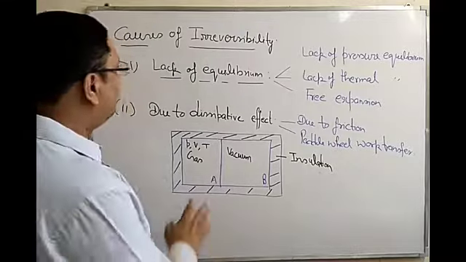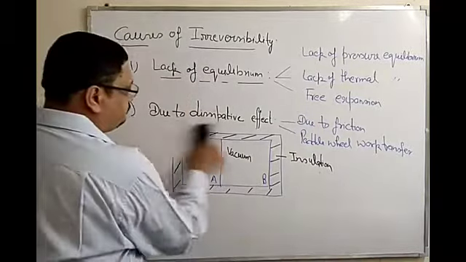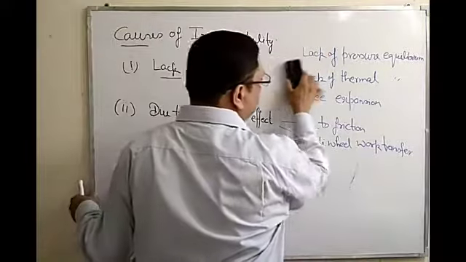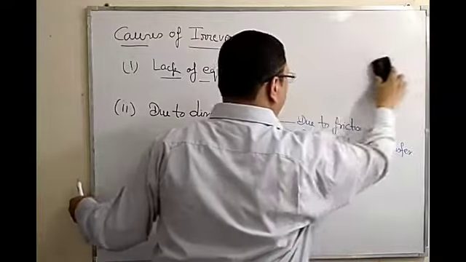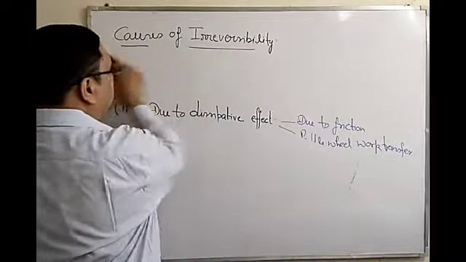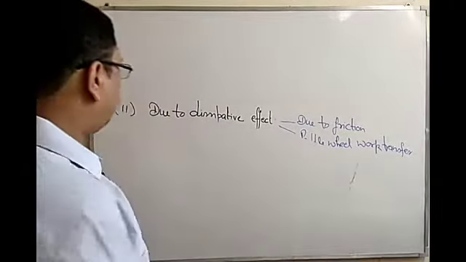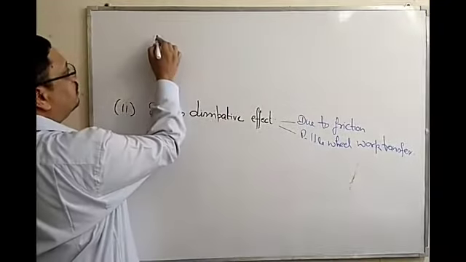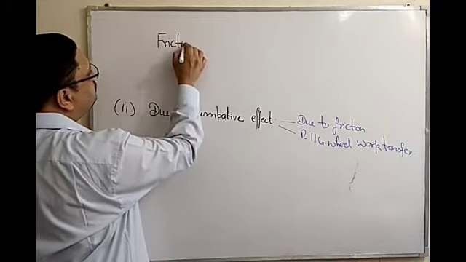Okay, so I hope you have understood the meaning of lack of equilibrium. So this is lack of equilibrium, which we have already discussed. Now we go to the next cause, that is due to dissipative effects. So first is due to friction. First of all, we are discussing friction.